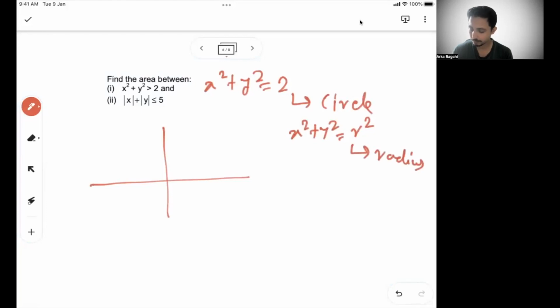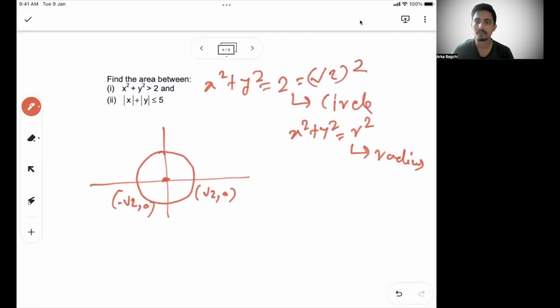In this case, the center is 0 and 0 at the origin, and r is the radius. So in this case, this will be root 2 comma 0, and this will be minus root 2 comma 0, right? Because this is nothing but root 2 whole square. So root 2 is your radius.